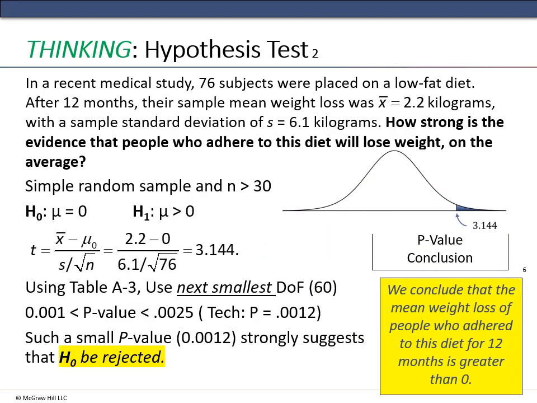We conclude that the mean weight loss of people who adhere to this diet for 12 months is greater than 0. So we reject the null. A low p-value, reject the null.